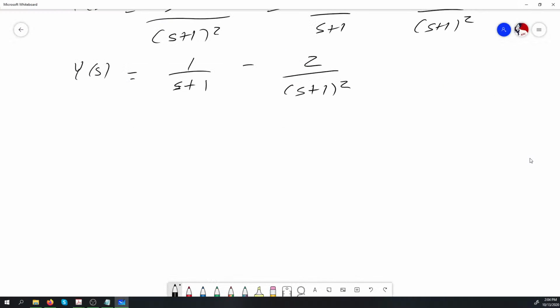So from watching our transform table, we can basically see that y of t here is equal to e to the minus t minus 2, because we're watching this as a constant, and we'll say this is t e to the minus t.